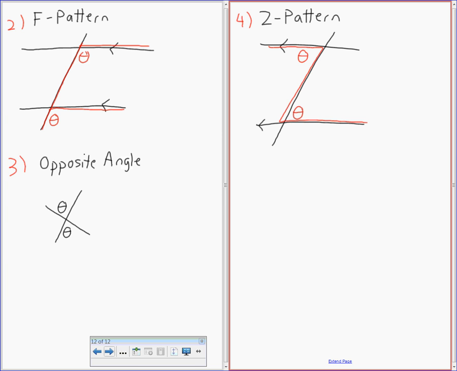And the last one I do is the C pattern. We'll do lots of these in a sec. So if you have two parallel lines, C is going to exist right here. That's going to be theta, and that's going to be 180 minus theta.